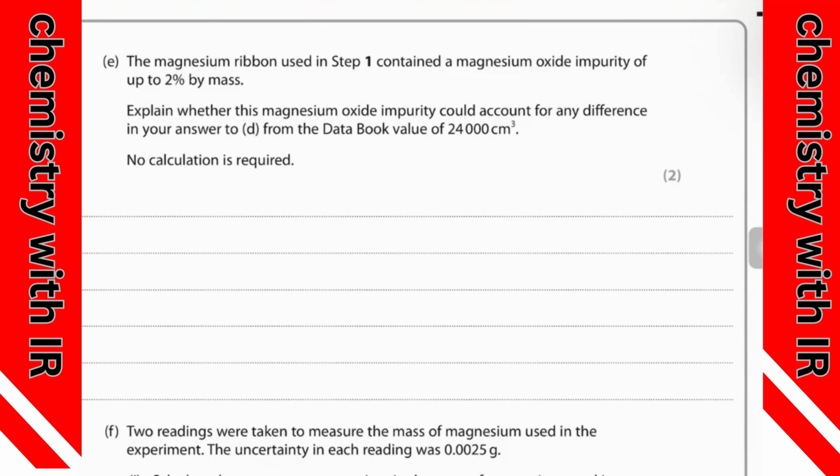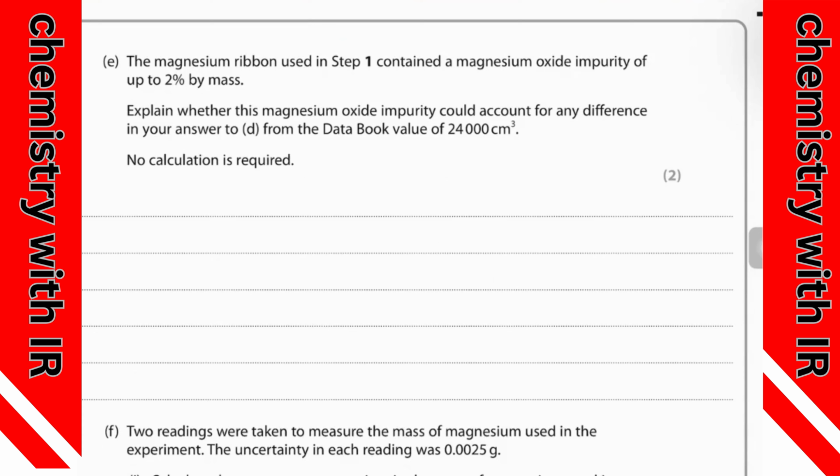In this question, they are saying the magnesium ribbon used in step one contained a magnesium oxide impurity of up to 2% by mass. So explain whether this magnesium oxide impurity could account for any difference in your answer to D from the data book value of 24,000 centimeter cube. No calculation is required.